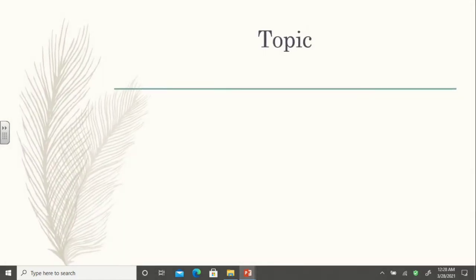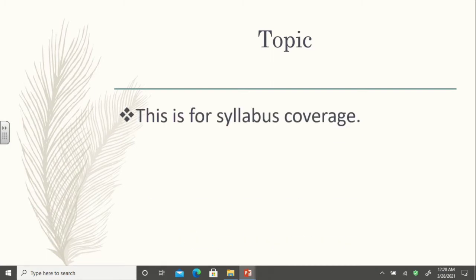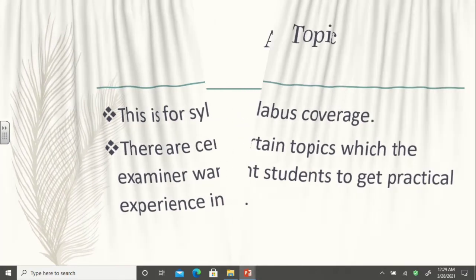All right, then your topic. What am I looking at? What is the topic that we're dealing with? So this is really for syllabus coverage. There are certain topics that you must do in your exam for your SBAs. And so you want to show the examiner that you have covered these topics that you have to do. And so therefore you put your topic mostly for syllabus coverage. Good thing to have as well.